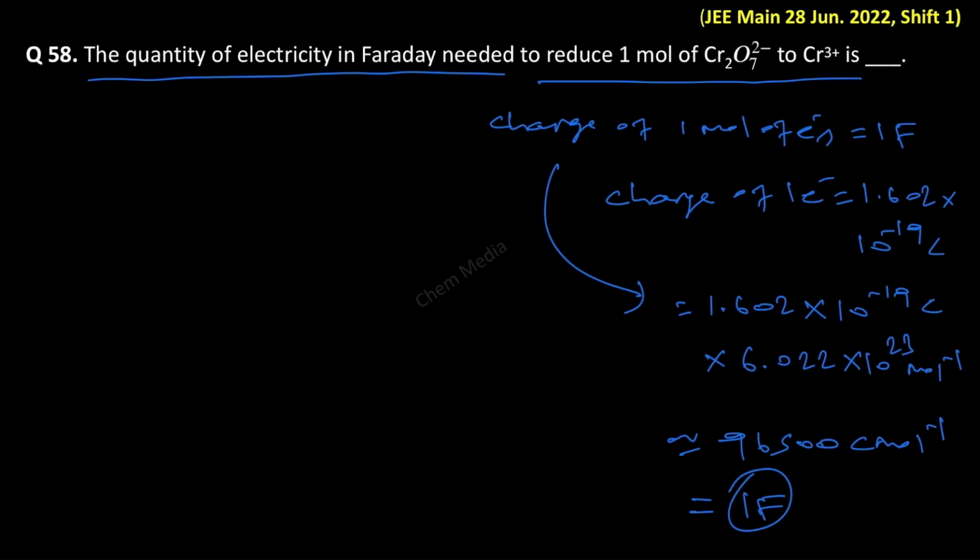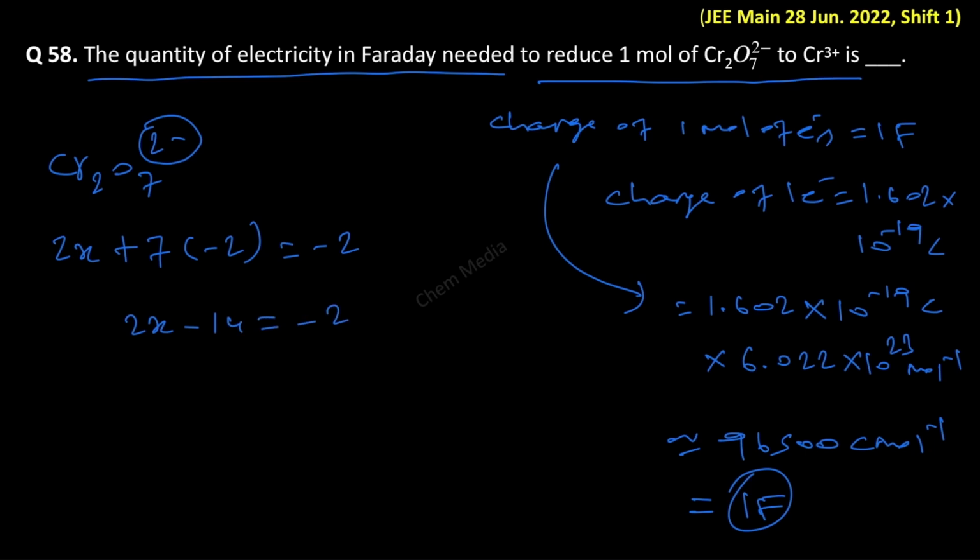Now here in the dichromate ion, we first need to see the oxidation state of chromium. So let us keep it as 2x, because we have 2 chromium atoms, plus 7 times minus 2, because valency of oxygen is 2, therefore the charge we give it as minus 2, and that is equal to minus 2 because the net charge is 2 minus. Therefore, 2x minus 14 is equal to minus 2. So therefore, 2x is equal to plus 12. Therefore, x is equal to plus 6. Chromium is in plus 6 oxidation state in the dichromate ion.